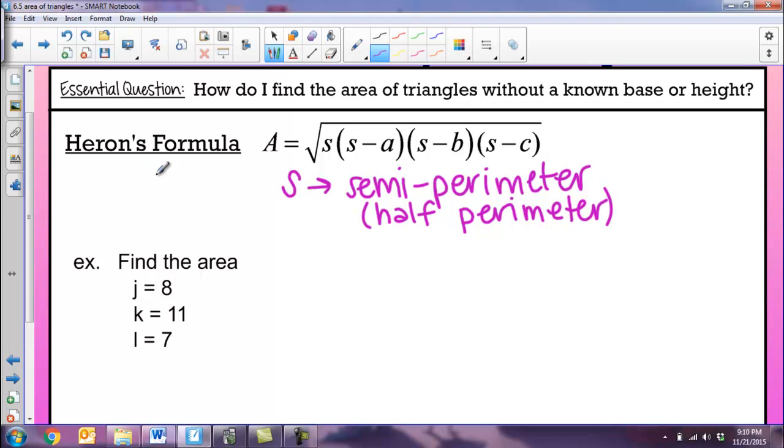And so when you use Heron's formula, you're going to be using this if you're given all three sides. Otherwise, this doesn't work. You notice there's no angles, there's no sines, there's no cosines, so I have to have all three sides in order to use Heron's formula.